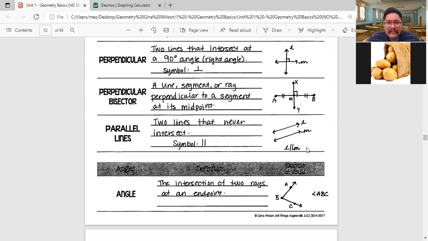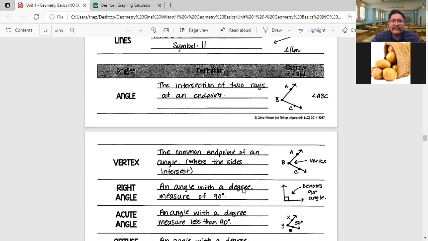All right, so the intersection of two rays at an endpoint. So starting from angle, let's go ahead and go to angle. We again covered other figures like lines and, well, mainly lines and line segments are what all these are here. So moving into angle, an angle is an intersection of two rays at an endpoint.